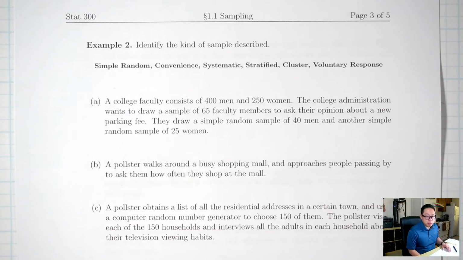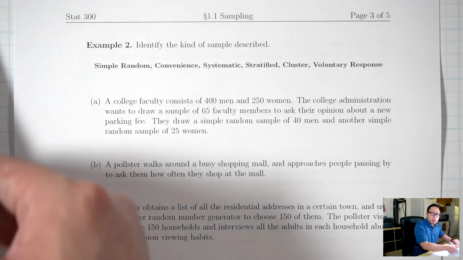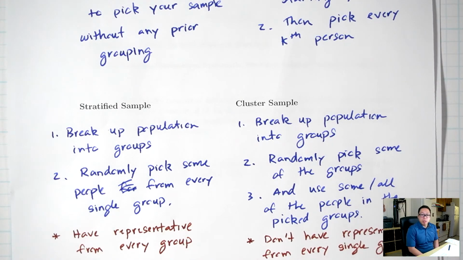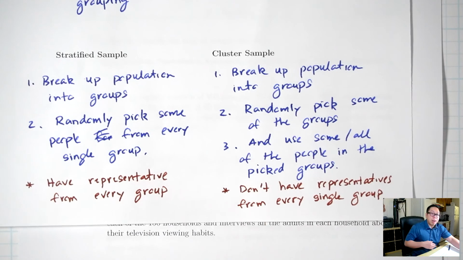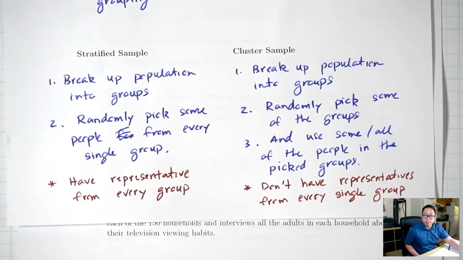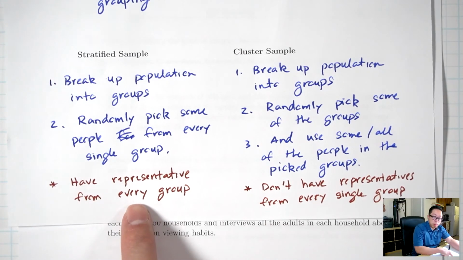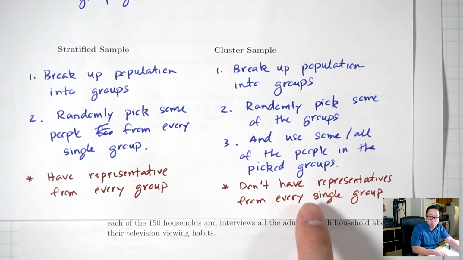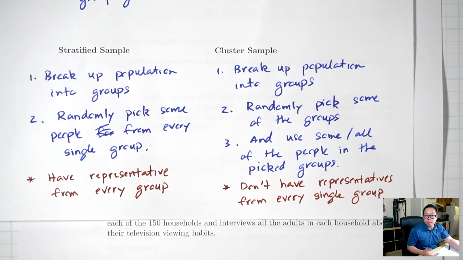And the answer is yes. We grouped them by men and women. We grouped them by gender. So we are breaking them up into groups. And then the question now is, so it's either going to be stratified or cluster. So now the question is, do we have representatives from every single group? If we do have representatives from every single group, then it's going to be stratified. If we don't, it's going to be cluster sample.